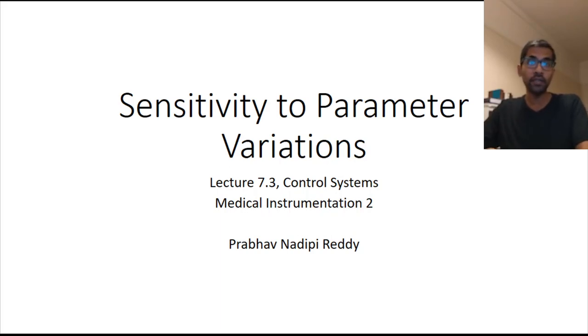One of the advantages of a closed loop control system is that the sensitivity to parameter variations is lower in a closed loop control system. What do I mean by that?